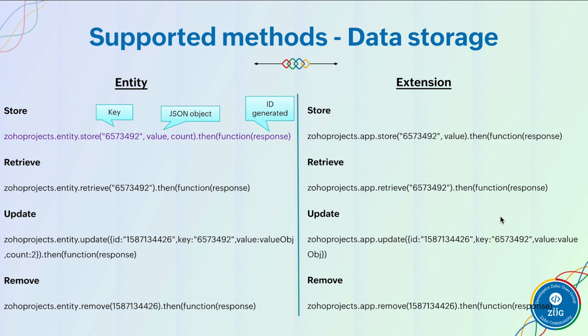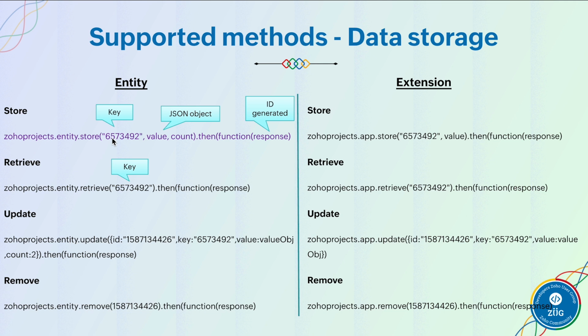So the next method is going to be entity.retrieve, which helps to retrieve the data that you've stored against a key. If you want to retrieve the data that you've stored against a key, then that can be done using the entity.retrieve method followed by the key which you have used. This key is going to be the key with which you have stored the data.